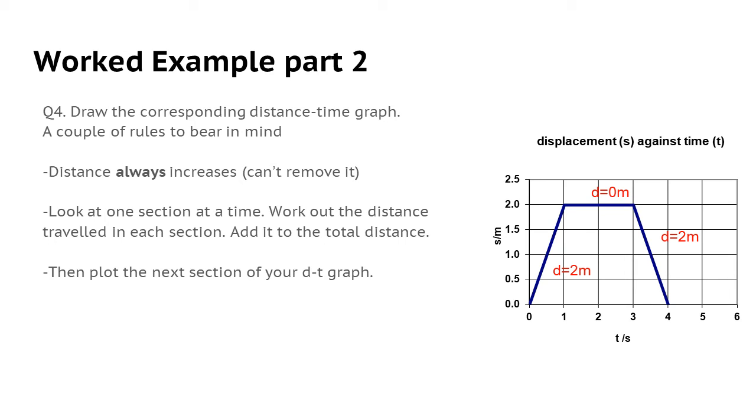So now we've got 3 distances. We've got 2 meters between 0 and 1 second. It's increased by 2 meters between 0 and 1 second. It's increased by 0 meters between 1 and 3 seconds. And it's increased by 2 meters again between 3 and 4 seconds. Increasing every time. So now we need to plot our distance time graph.